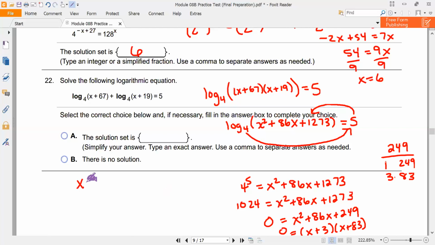So my two possibilities right now are -3 and -83, but you have to be careful. In a log, the arguments have to stay greater than 0. So -3 plus 67 is greater than 0. -3 plus 19 is greater than 0. So -3 is definitely an answer. But -83 plus either one of these is negative. So that guy is an extraneous solution and does not work.